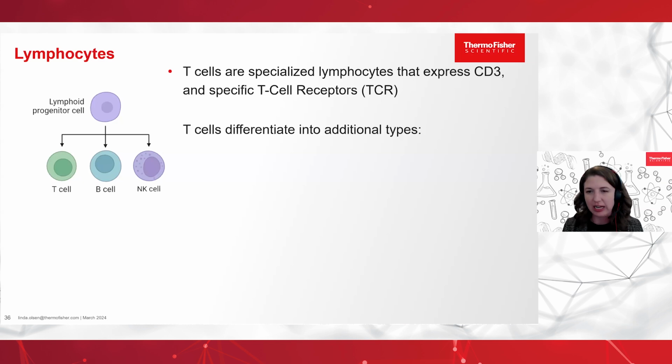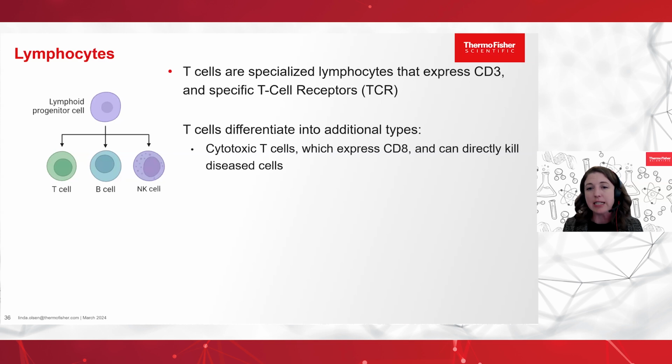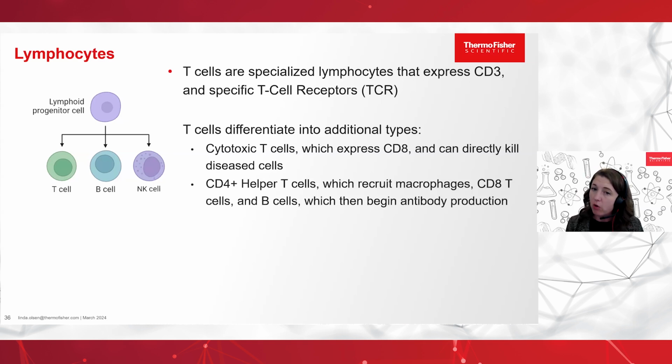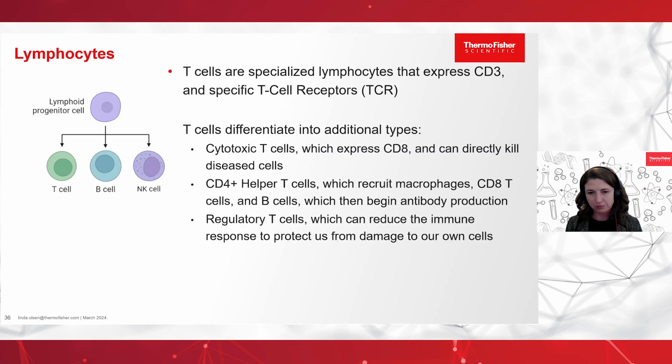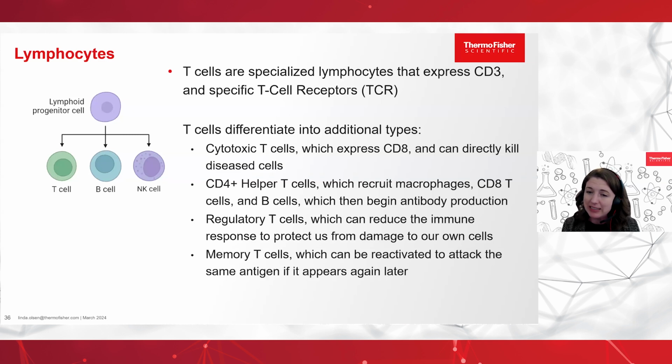T cells differentiate into additional types. Cytotoxic T cells, which express CD8, can directly kill diseased cells. CD4 helper T cells recruit macrophages. They recruit CD8 T cells and B cells, which can then begin antibody production. Regulatory T cells can reduce the immune response to protect us from damaging our own cells. Memory T cells can be reactivated to attack the same antigen if it appears again later.